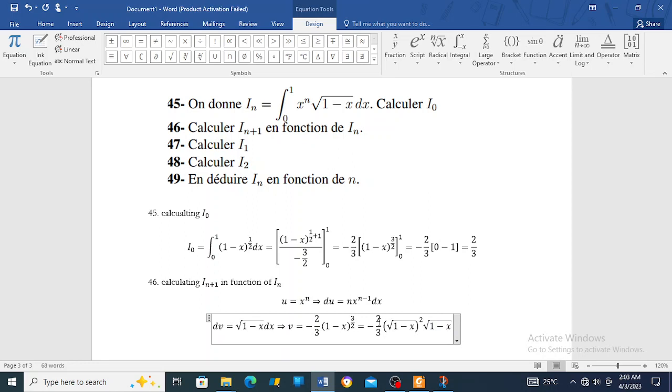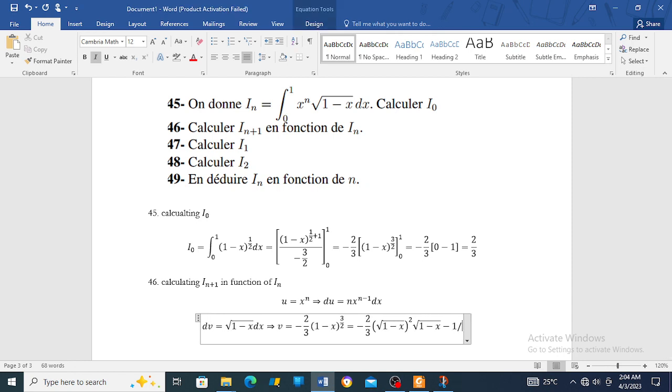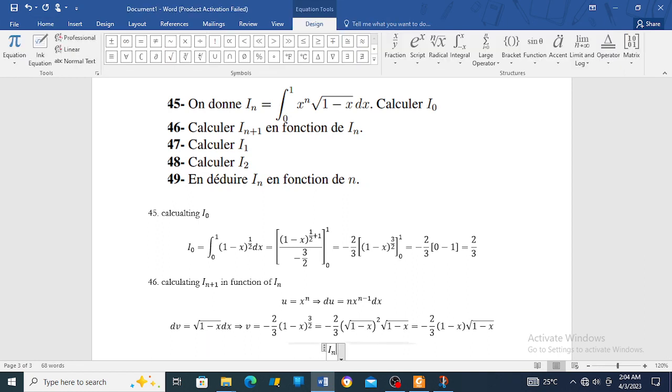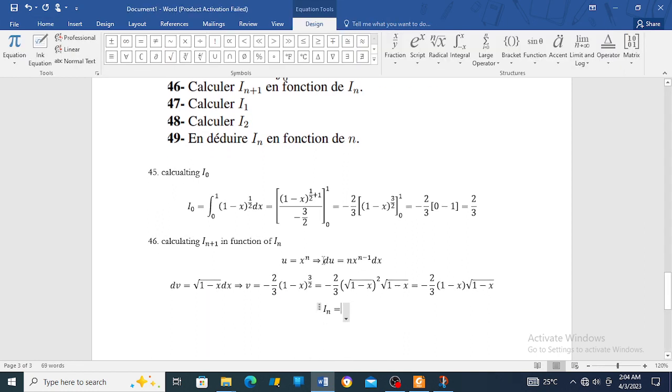Okay, now raising it to the power 2 is just giving us the 1 minus x. So we have negative 2 on 3, negative 2 on 3 times 1 minus x times the square root of 1 minus x. Okay, so it means that our I of n is equal to uv. So we have u times v. This is our v. So uv.